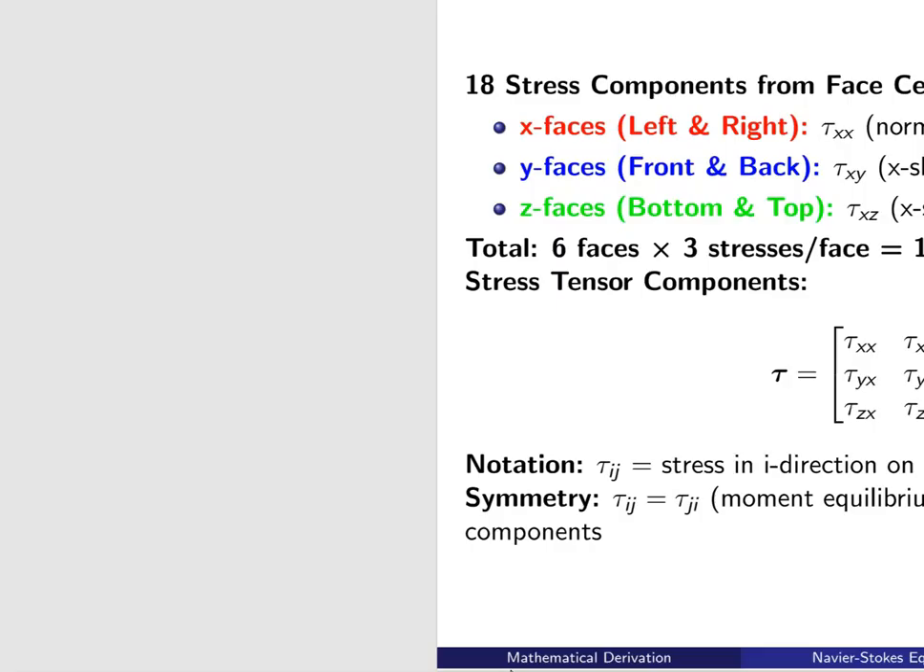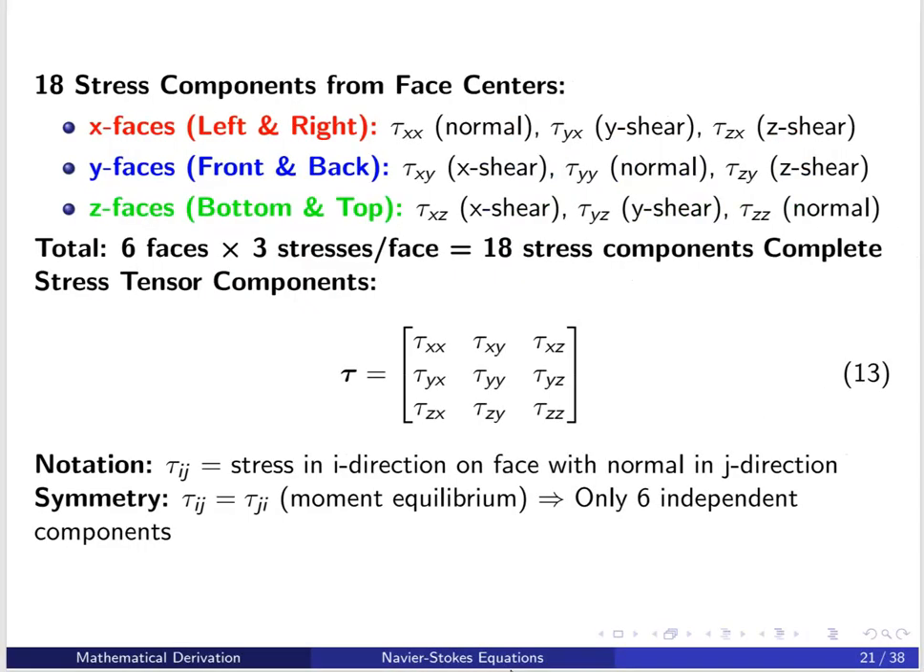horizontal or shear stresses. Tracing components from the face center, on the x face, left to right, we have τ_xx, τ_yx and τ_zx. Here τ_xx is normal, τ_yx is the y shear, and τ_zx is the z shear. We'll talk about the details of what τ_xx, τ_yx mean. Sometimes we also write σ_xx, σ_yx, σ_zx. On the y faces, front and back, τ_xy is the x shear, τ_yy is normal, and τ_zy is the z shear. On the z faces, bottom and top, τ_xz is the x shear, τ_yz is the y shear, and τ_zz is normal.